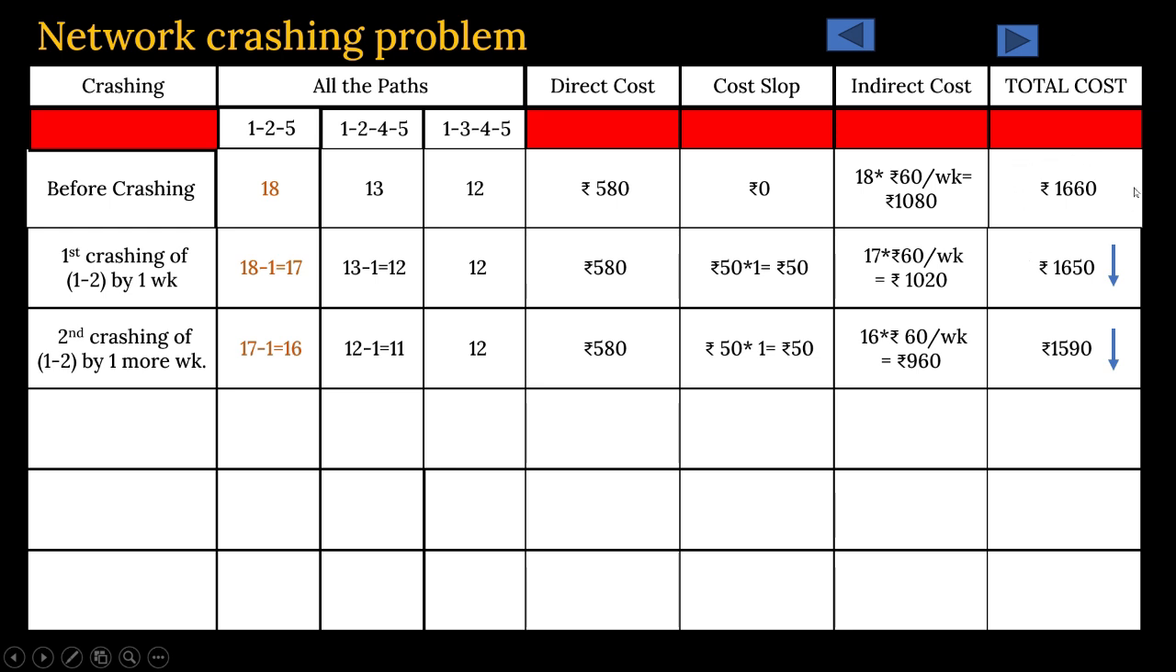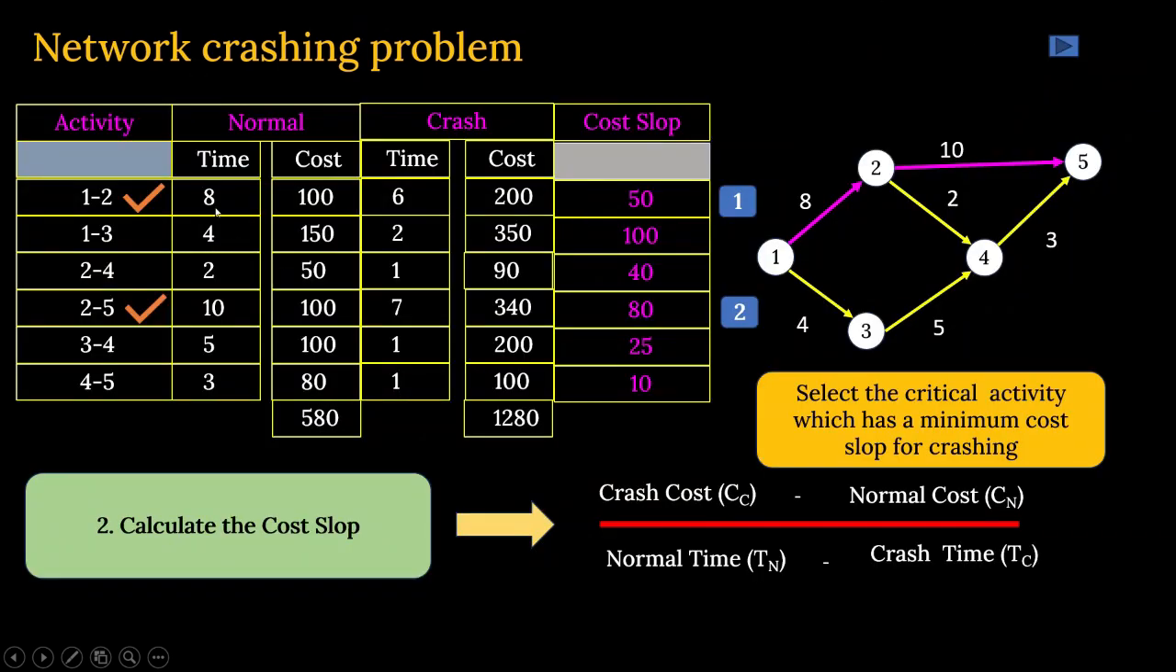So your normal cost, if you look at it, was 1660. Now after crashing it by 2 days, it has come down to 1590. Clear? Now 1 to 2, it has come down. If we go back, we'll see that normal time was 8 days, crash time is 6 days. So already you have crashed this activity by 2 days. So no more crashing is possible on this activity.